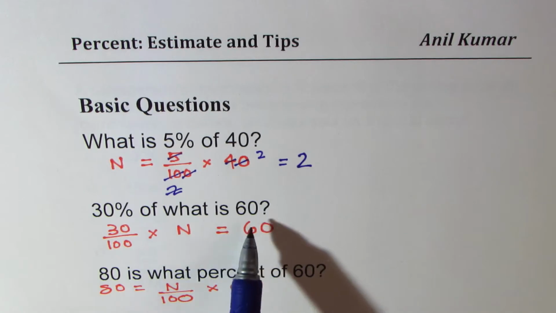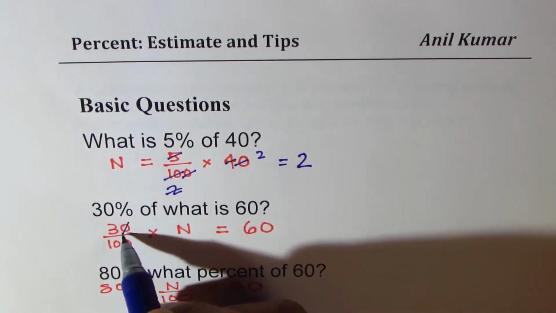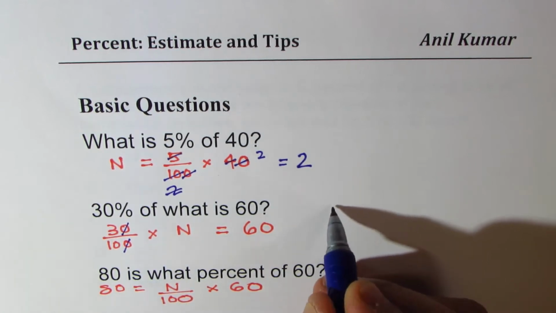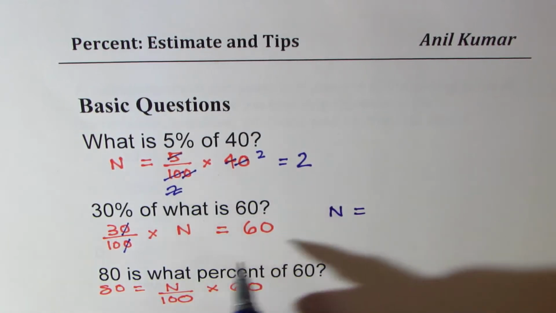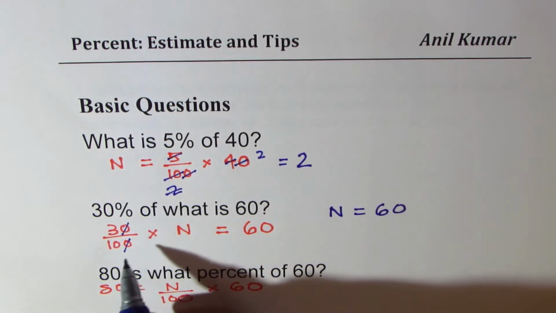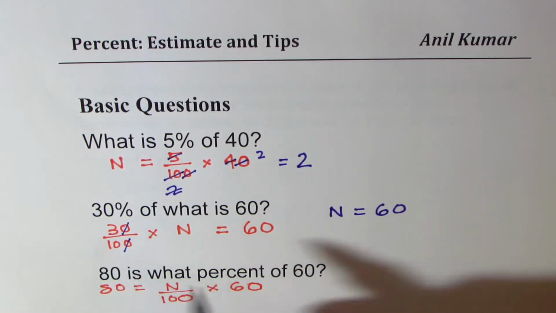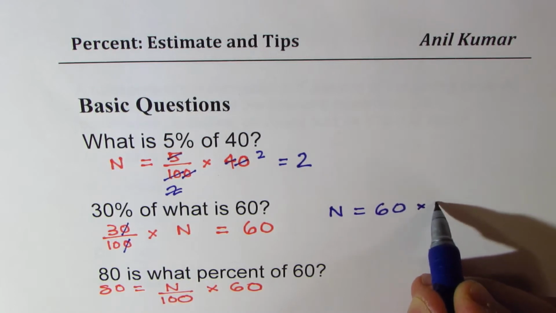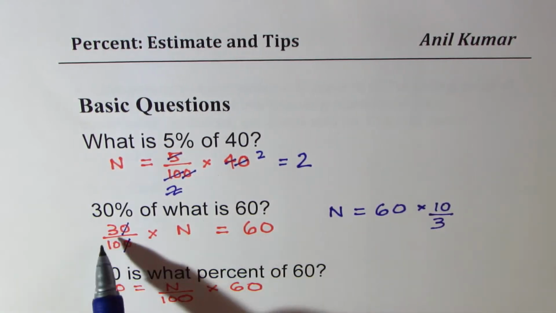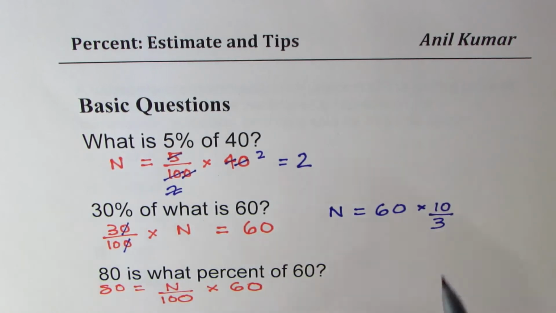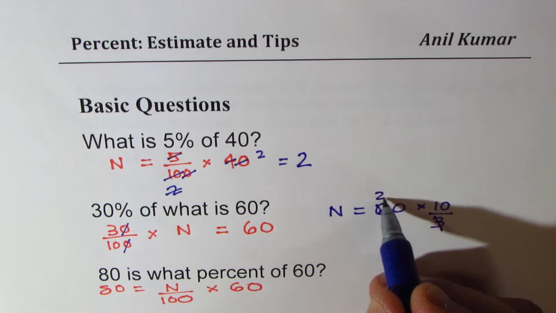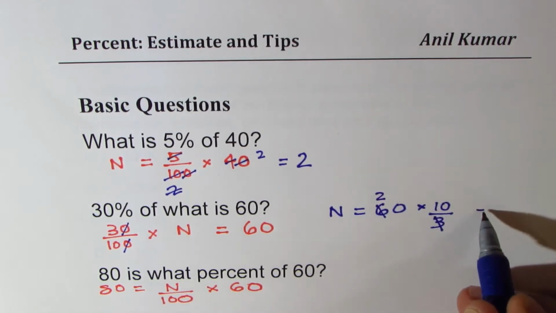30% of what is 60? If you want to simplify, you may, and then rearrange and write n. So n is on the other side. When you take multiples, it becomes divisors. You have to flip them, right? So it is times 10 over 3. Do you get that part? So it's kind of cross multiply. Okay, now we can simplify. We divide this by 2, so it is 200.